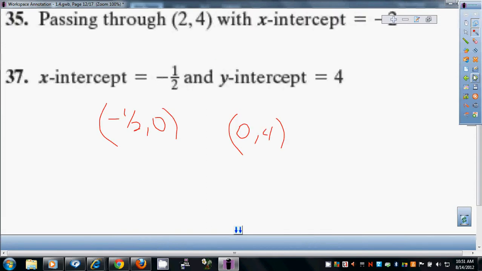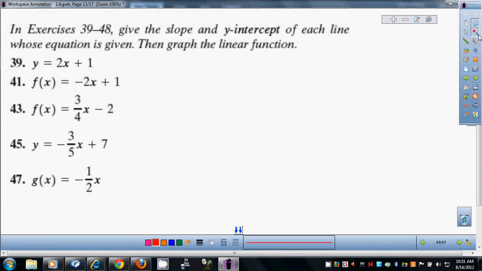Okay. Oh, now I think these make more sense. Same exact thing, but if it gives you intercepts, if you convert them to coordinates first, now it's just like the last ones we did. You have 2 points, find the slope, plug it in. You need 2 points. Yes. Only reason they give you 2. Questions? Alright. Alrighty. Give the slope, y-intercept of each line, and then graph it. Okay?